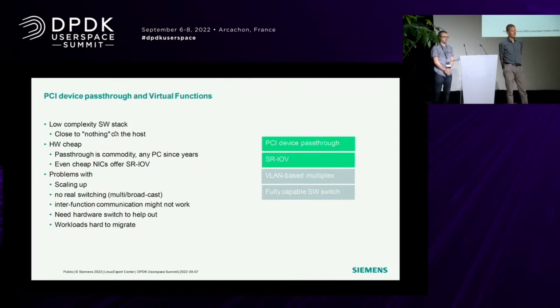There might not be real switching, so if you have multiple players on the same node wanting to talk to each other, you then have to rely on external switches to reconnect them. Even if you use virtual functions, communicating from one virtual function to the other doesn't necessarily always work, and might still require an external switch. And once you think about bigger systems like an HCI cluster, where you might want to migrate workloads, having them bound to hardware is kind of nasty. It makes them harder to migrate.